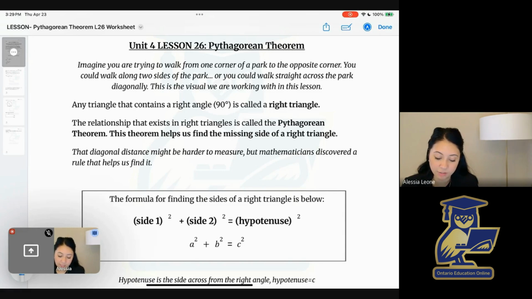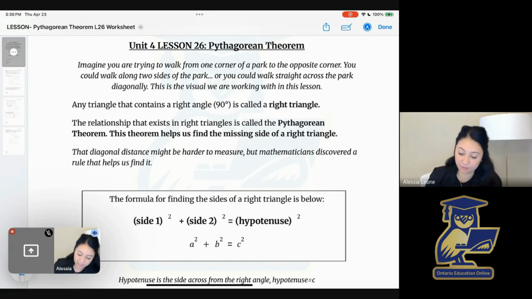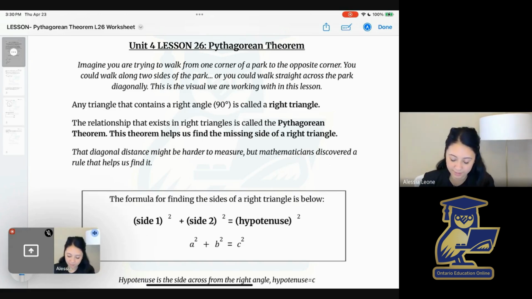Any triangle that contains a right angle, 90 degrees, is called a right triangle. The relationship that exists in right triangles is called the Pythagorean theorem. This theorem helps us find the missing side of a right triangle. That diagonal distance might be harder to measure, but the mathematicians discovered a rule to help us find it.